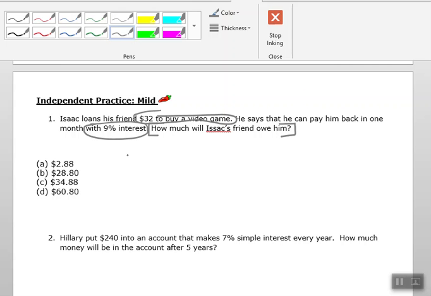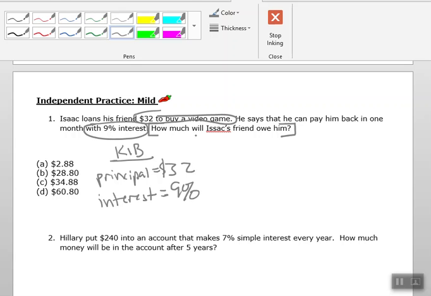Okay, so I have $32. All right, my key information here is that my principal is equal to $32. Okay, and my interest is 9%. All right, and 9% in 1 month. So the time period is 1 month. That's going to be important.